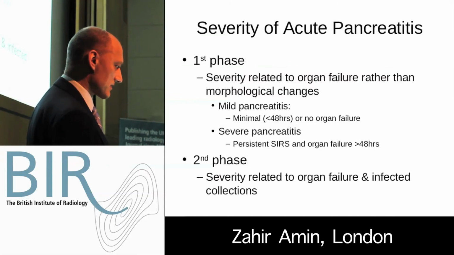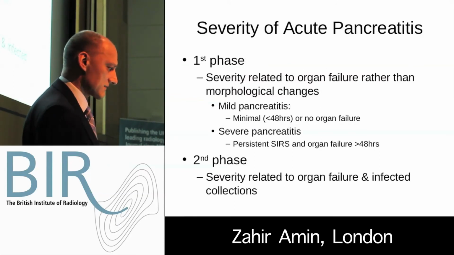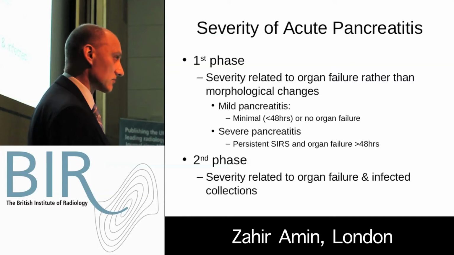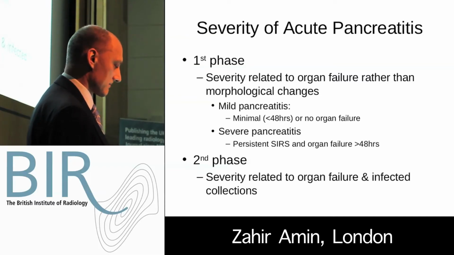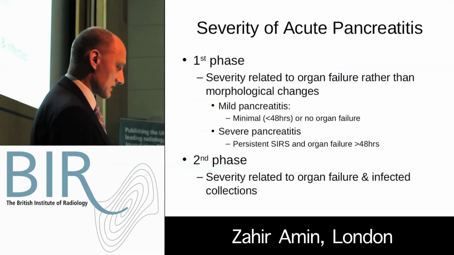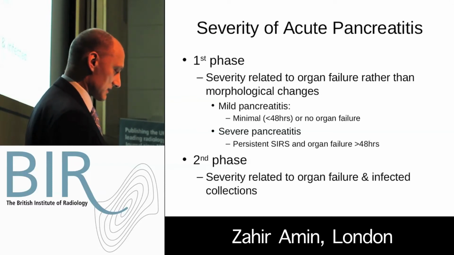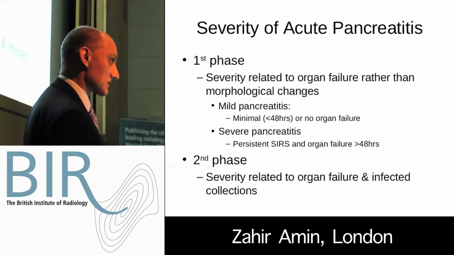In defining the severity of acute pancreatitis, in the first phase, the severity is related to organ failure rather than the changes that we see on CT. So mild pancreatitis is defined as minimal or no organ failure. And in severe pancreatitis, organ failure persists for over 48 hours, and you get persistent systemic inflammatory response changes. In the second phase, the severity is related to organ failure and infected collections.